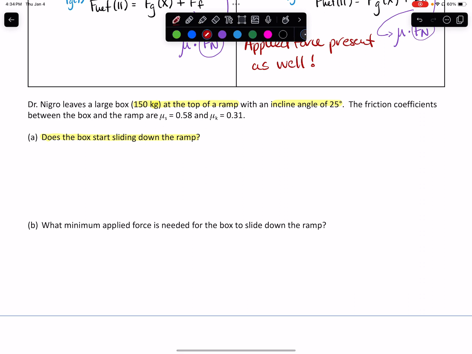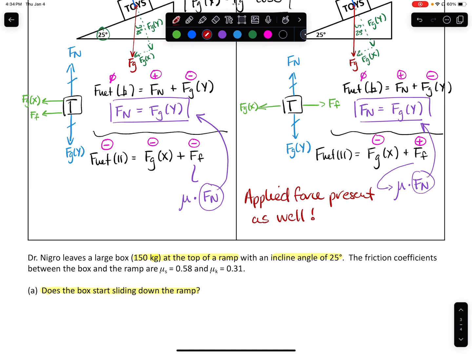So what that means is similar to what we did on some of our earlier problems. I don't want to do red. Hold on.